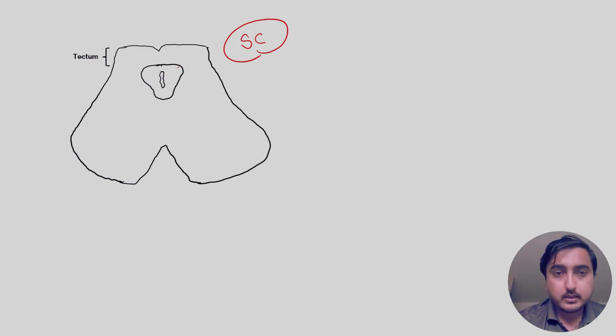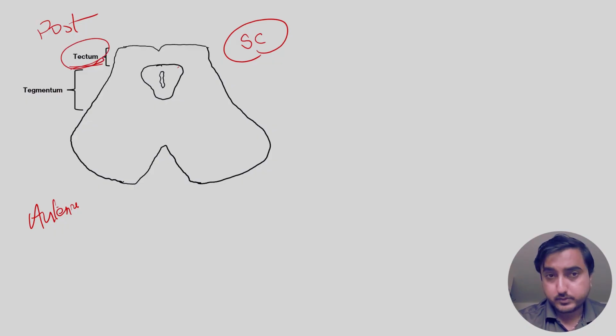Now this midbrain can be divided into three regions. The posterior most region is the tectum. So just for reference, this is the posterior side and this is the anterior side of the midbrain. Then we have tegmentum at the middle, and the most anterior part is the crus cerebri.